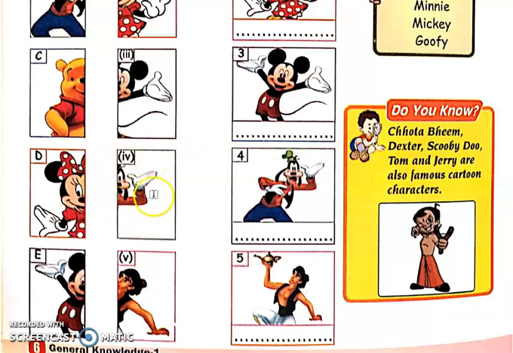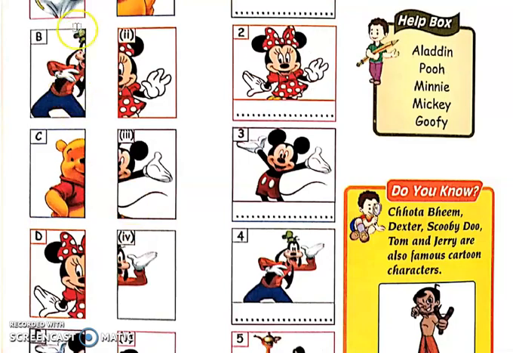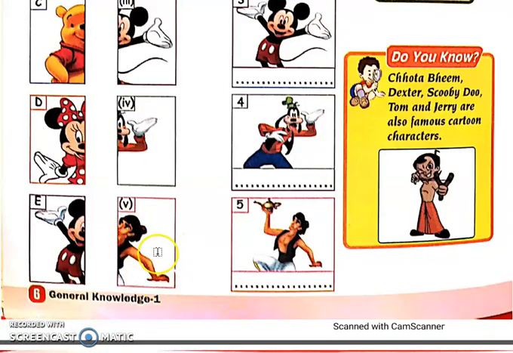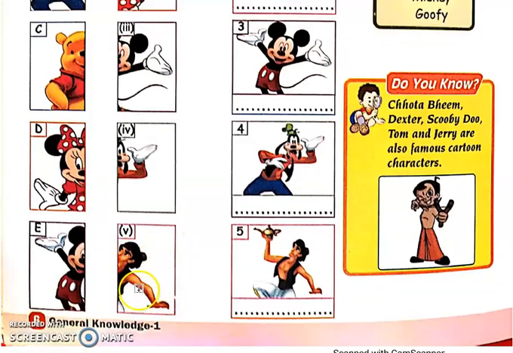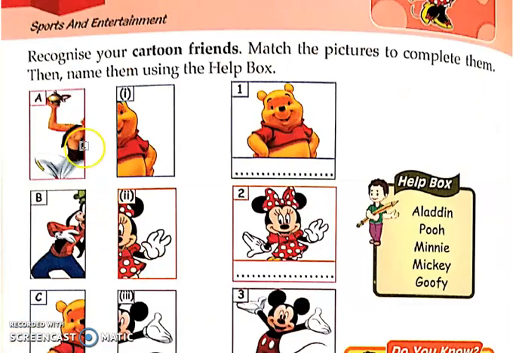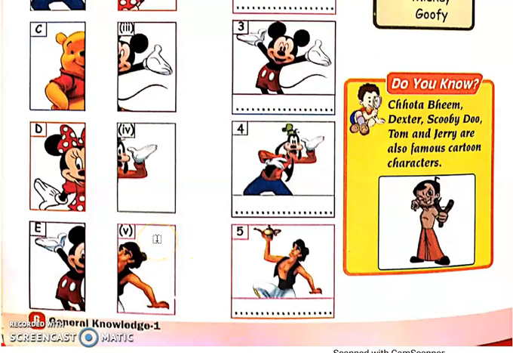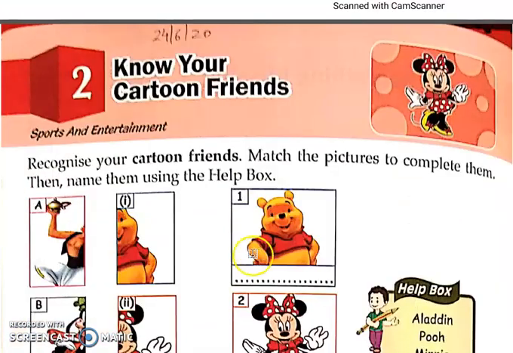See this. This picture is given, the full picture. Here the half picture is given. Where is the other half? The other half is over here. So what will you write? You will write B in this box because the other half is in B box. Which character is this? This is Goofy. See the last one. The half picture is given over here. Where is the other half given? It is over here, A box. See the half picture. Write over here A and write the answer. This is Aladdin. So students, you have to do just this page today.